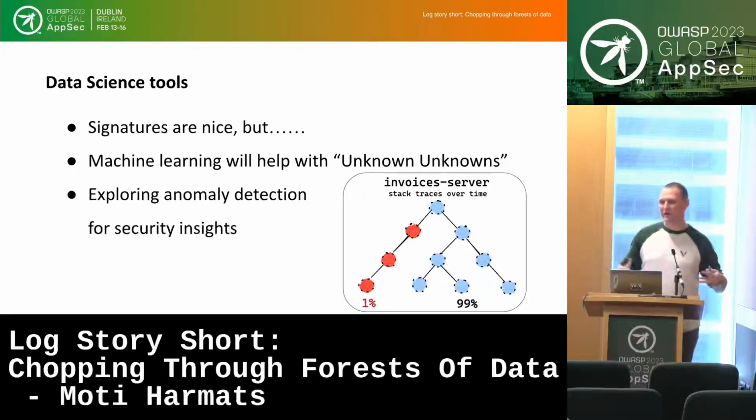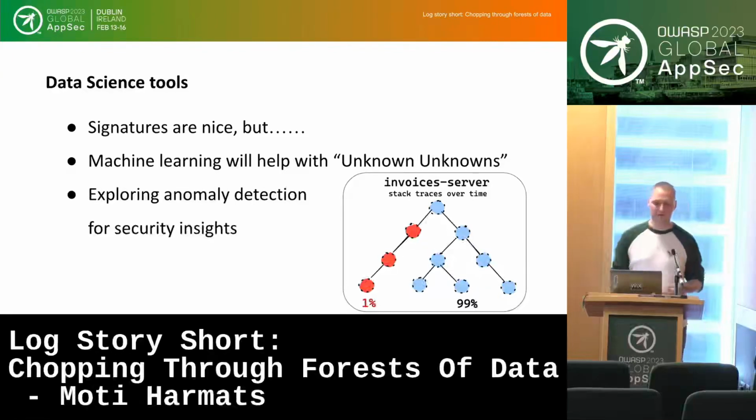We talked until now about signatures. They're nice. They help us with the known knowns, but there are these unknown unknowns, these attacks that no one really knows how to generate signature to. And machine learning algorithms can help us with finding them.